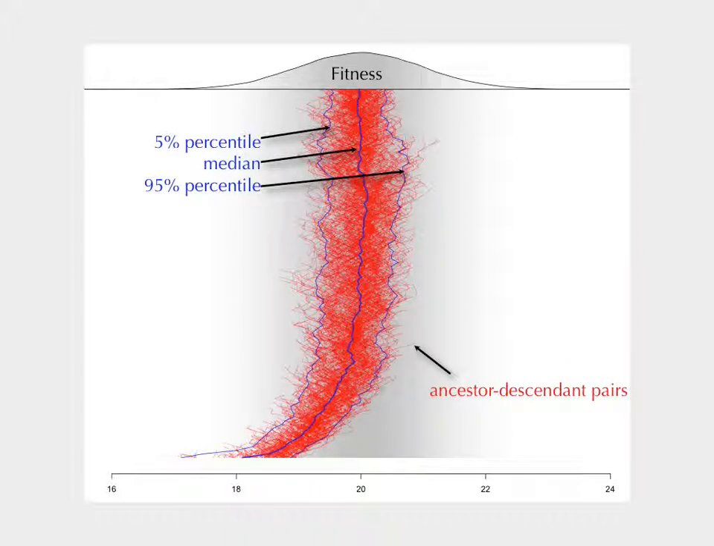So we have these percentiles, and then we have ancestors in pairs. Why isn't everyone right at the maximum here? This is a very simple simulation where there is one peak throughout time, and then many peaks in real life. So why isn't everyone just stuck right on that peak?